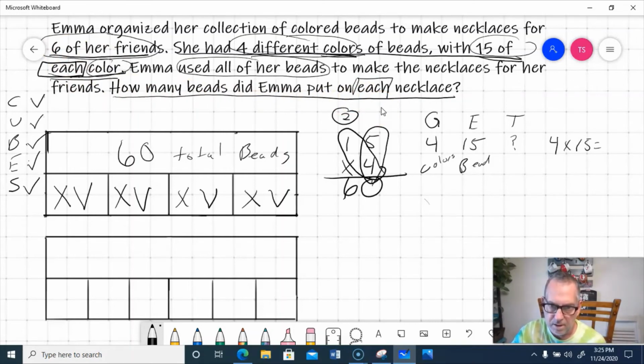So I'll do my GET strategy for the second part, G, E, T. And we already said that she used all of her beads, and all of her beads is 60. So that's going to be the total. The total is 60 beads. Abbreviate with B. And right here in the question it says, how many beads did Emma put in each necklace? That's going to be what we're trying to find out. So the each is what we're trying to find out. And the groups are going to be her six friends.